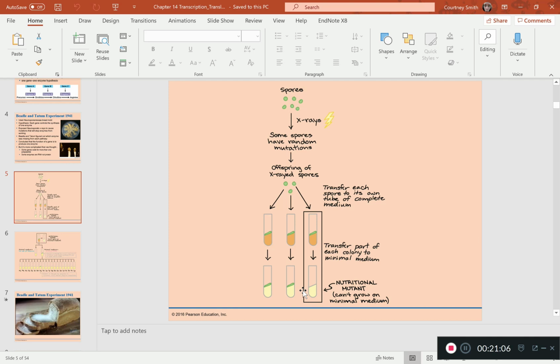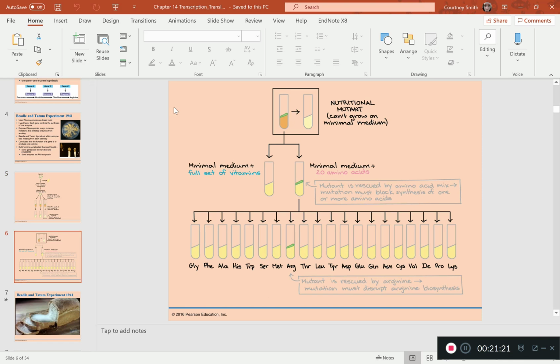Okay, so that was the first leg of their experiment. What they wanted to do was determine what happened in this part where there was no growth. And that leads us to this. In order to figure out what was broken in that mutant, like why was this not happening.